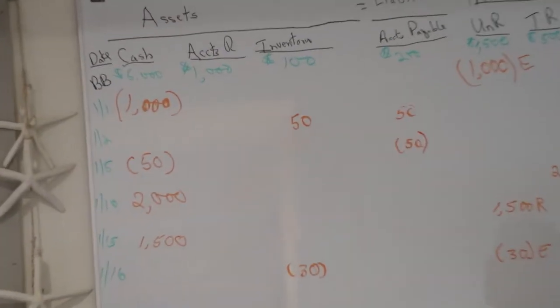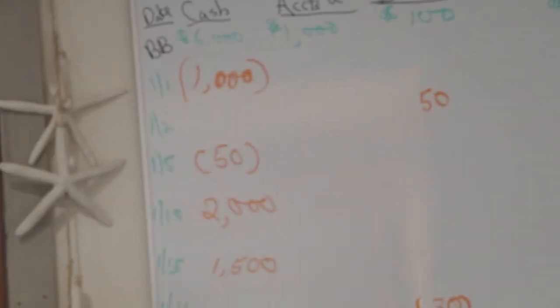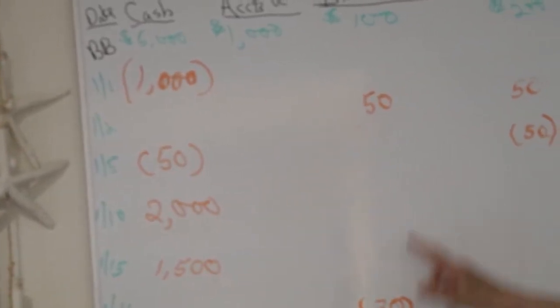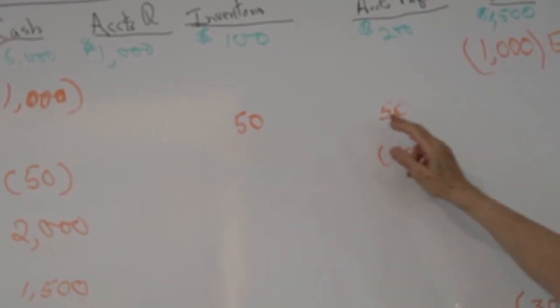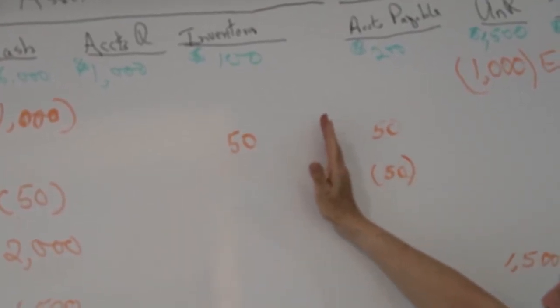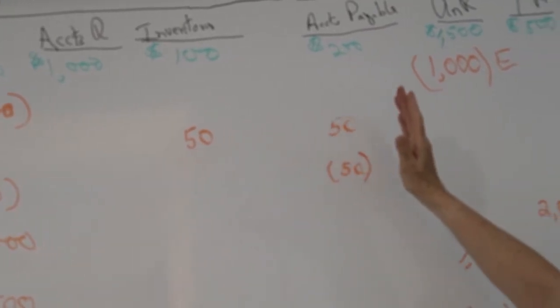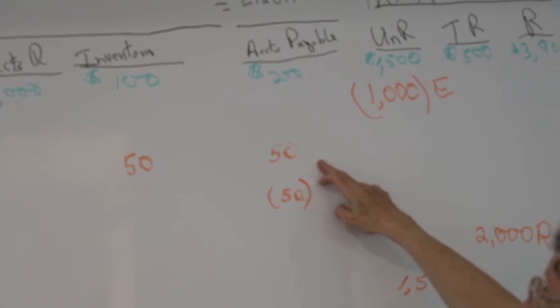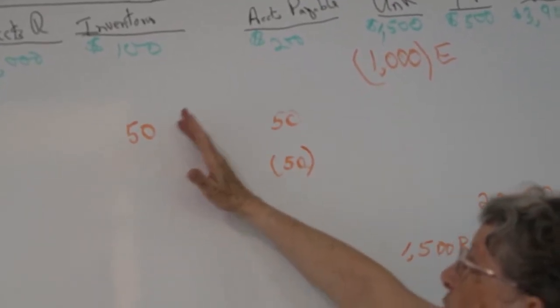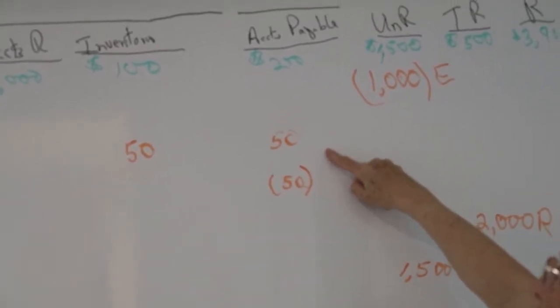On the 2nd of January, he decides to order some supplies from Staples. He orders $50 worth of supplies, and he doesn't pay for it. So it's $50 in the asset type, and on the accounts on liabilities, he owes $50 to Staples. So it's a plus $50 in inventory, it's a plus $50 in accounts payable.